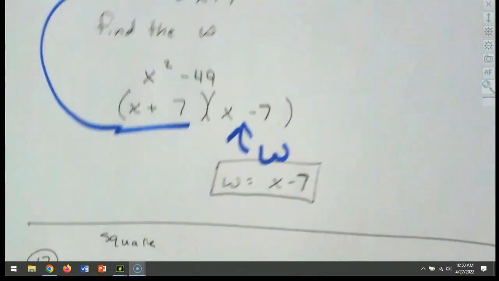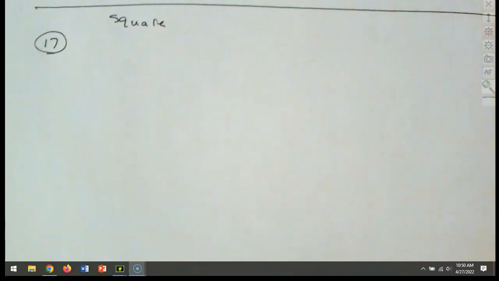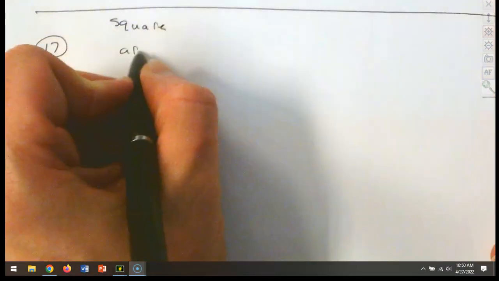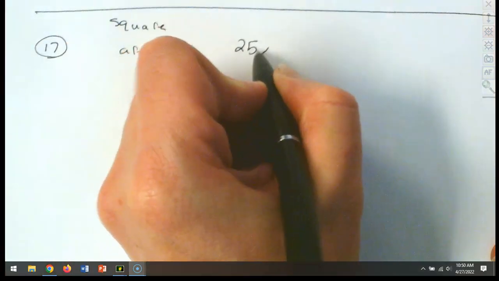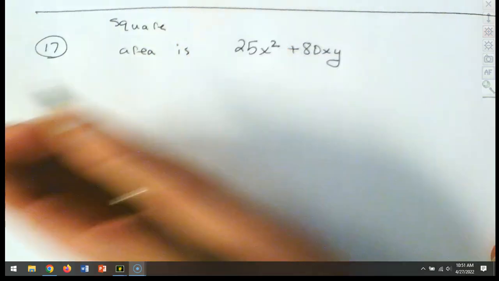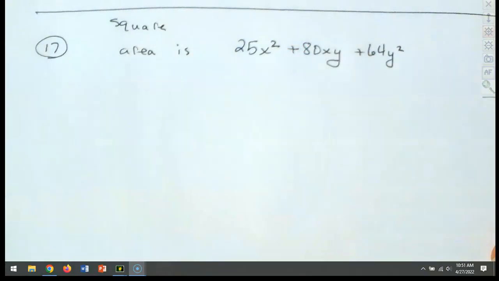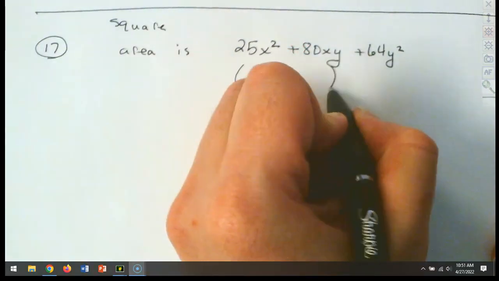And we need to again factor. All of these are just factoring. So we know it's a square. And the area is 25x squared plus 80xy, right? Plus 64y squared. Well, what do we know that this will factor into?